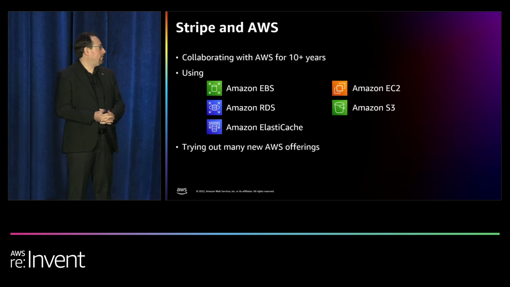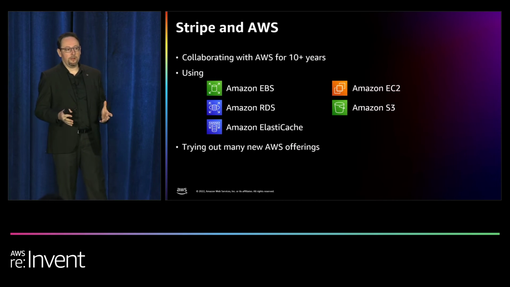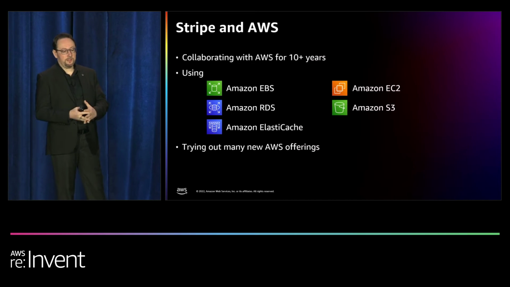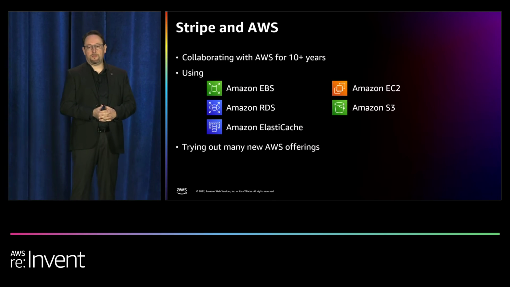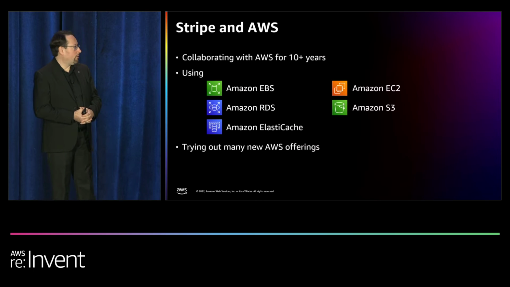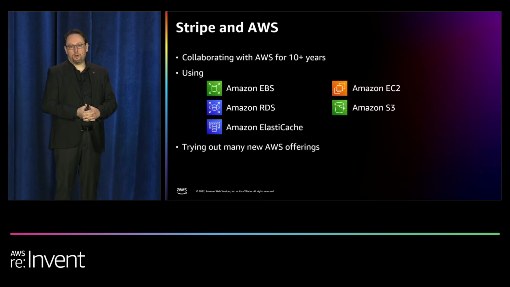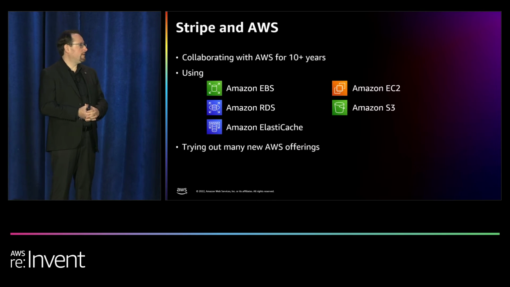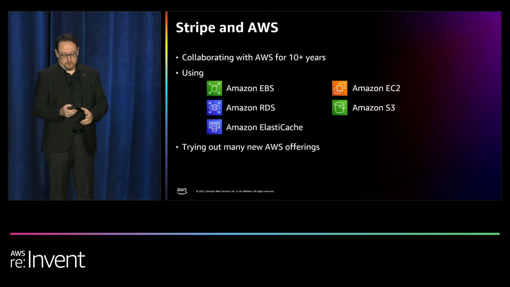We've been collaborating with AWS for more than 10 years. Stripe was actually born in the cloud, and all of our infrastructure is currently within AWS. Obviously, we're using all of the basics: EBS, RDS, EC2, S3, Elasticache, and many, many others. We're currently, of course, always trying more and more offerings, more things that AWS brings to us, and we have a very tight collaboration with our AWS partners.